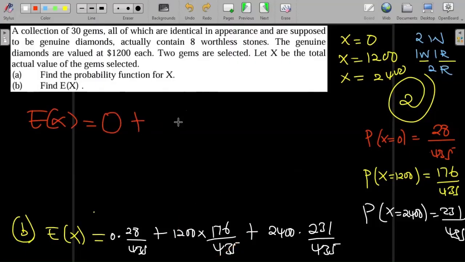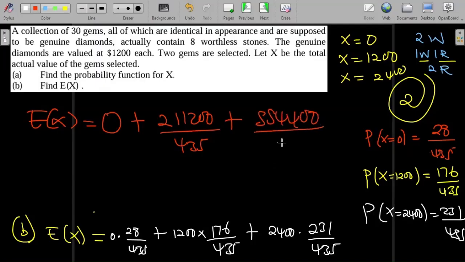I'm getting 21200 over 435 plus here. If I punch that on my calculator, I'm getting 554400 divided by 435. Okay, so counter check with your own calculator, and then we're just adding this. So the denominators are the same, so we're just adding the numerators there.